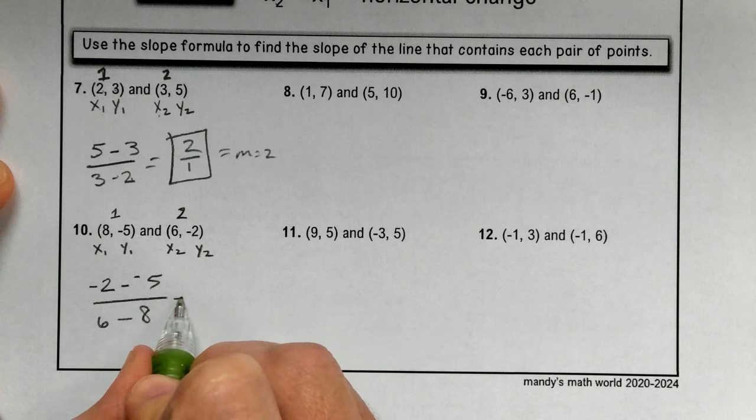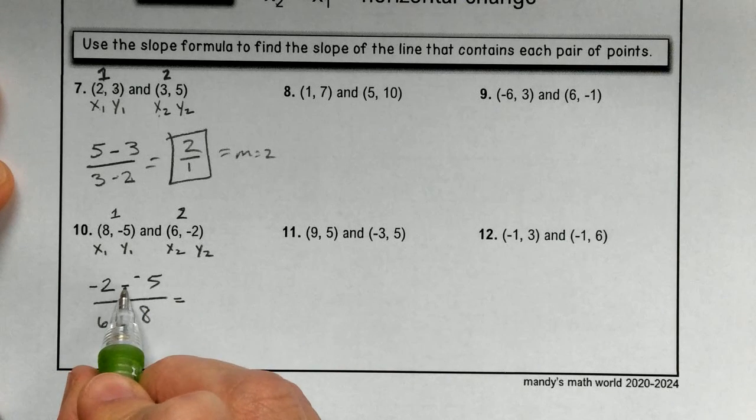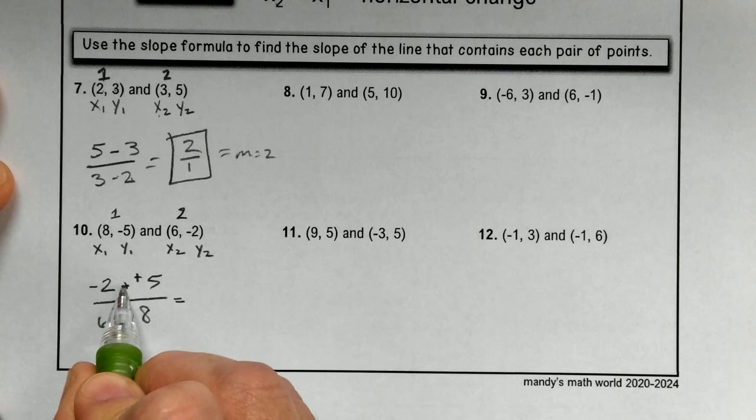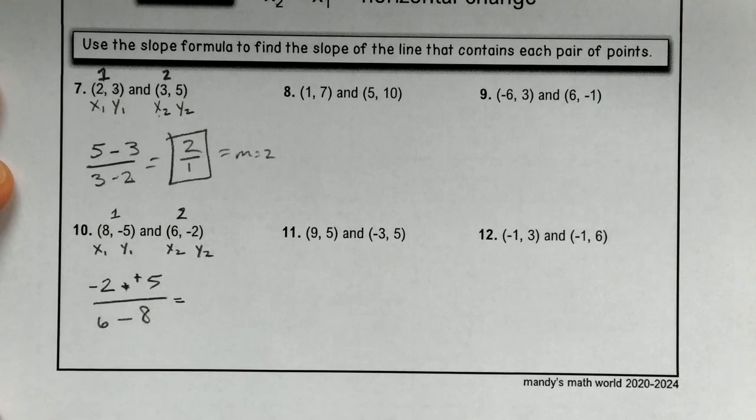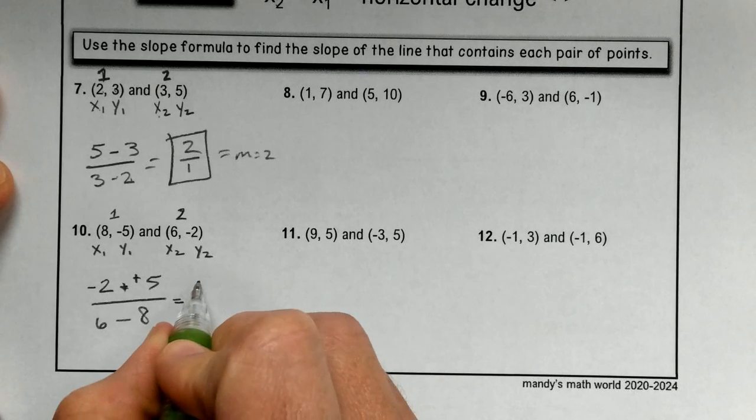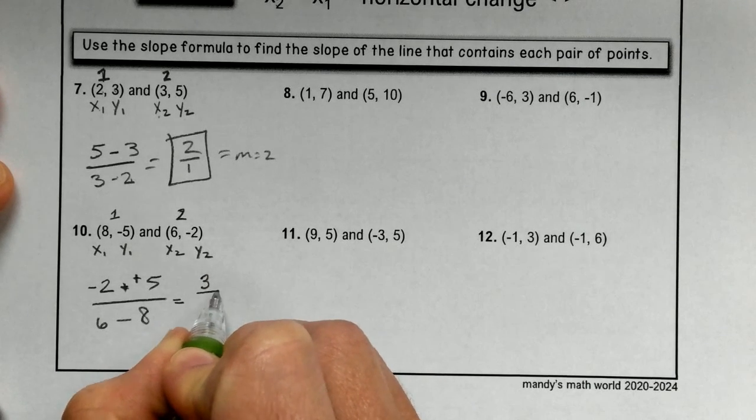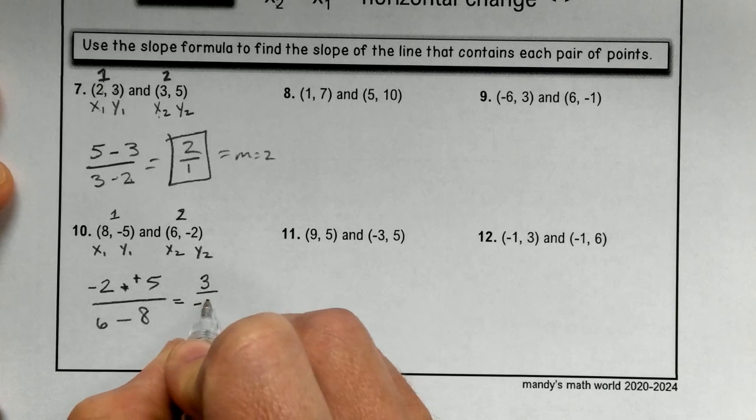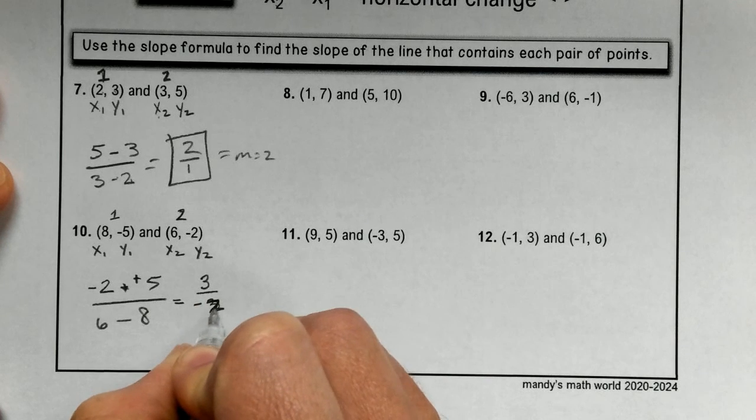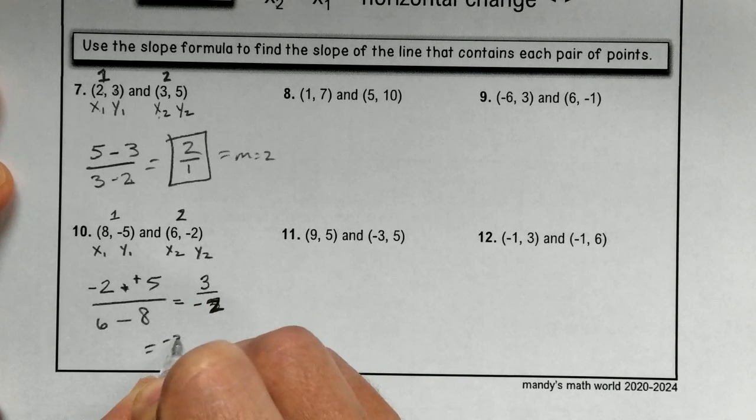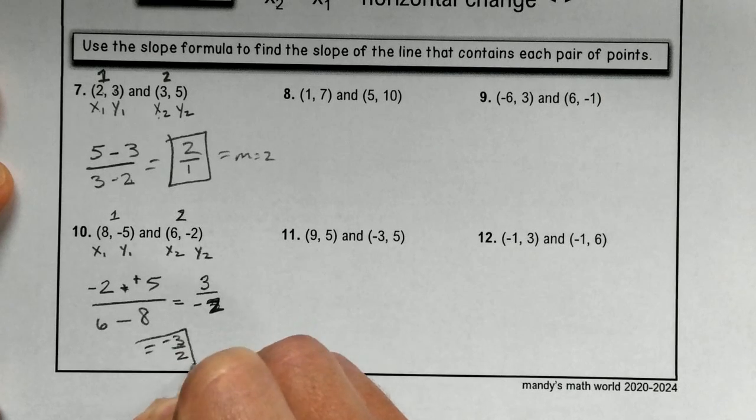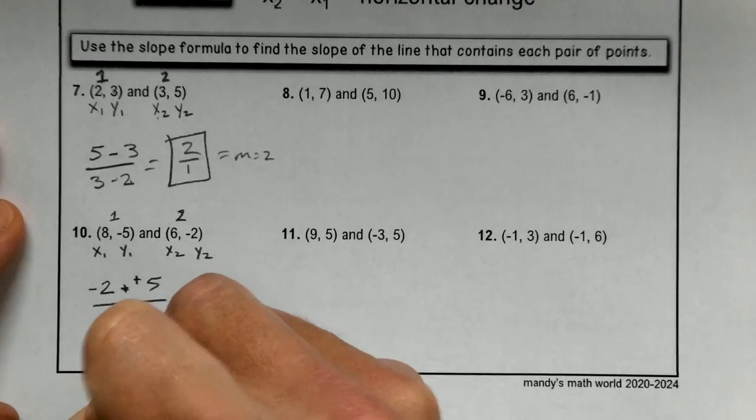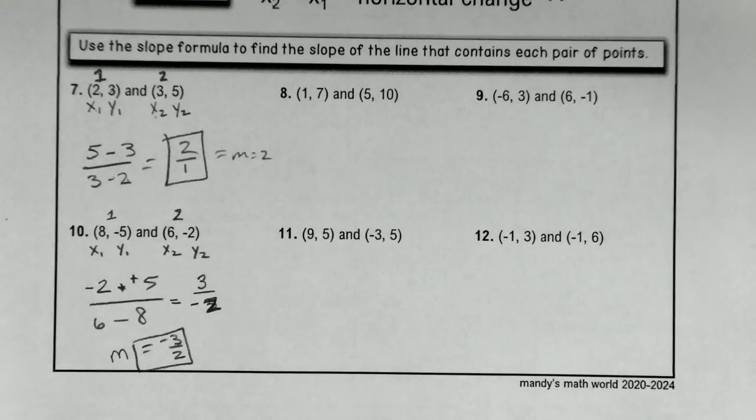Absolutely. Okay, so now on the top I've got a negative 2 minus negative 5. So I can change here, Mia. And so now I've got a negative 2 plus 5. What do you get? 3. And then on the bottom you got 6 minus 8. Negative 2. So then your slope is a negative 3/2. Yeah. And again, we're talking about slope, so we're talking about the variable m. M. Perfect.